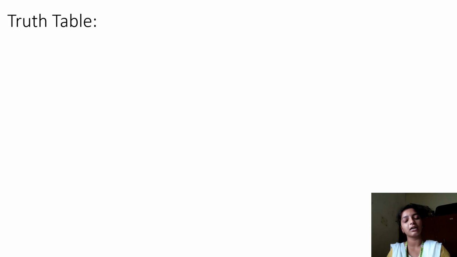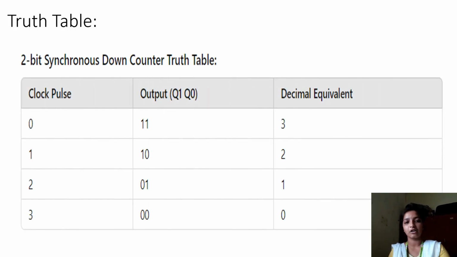We can see the truth table for the 2-bit synchronous down counter. We note the clock pulse, the outputs Q1 and Q0, and the decimal equivalent. At clock pulse 0, the output is 11 and the decimal equivalent is 3. Similarly, for clock pulses 1, 2, 3, the outputs are 10, 01, 00. Here we can observe that the output decreases from high to low, meaning 3, 2, 1, 0.